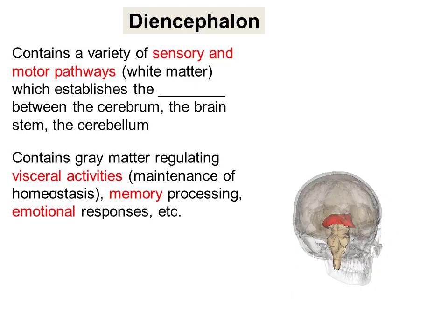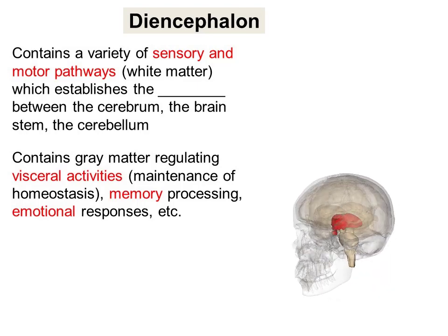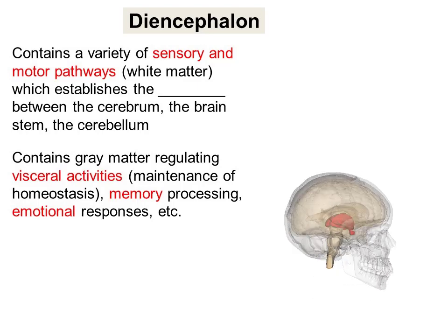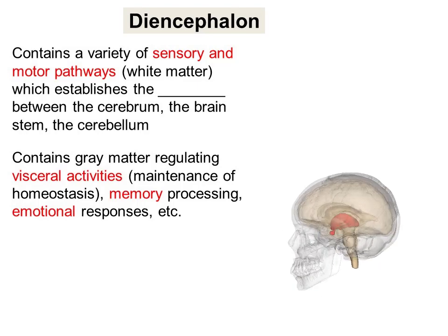But then we're also going to be processing sensory information that's going to help with memory. And it's in these deeper parts of the brain, the more primitive part of the brain, where we're going to have emotional responses to stimuli.